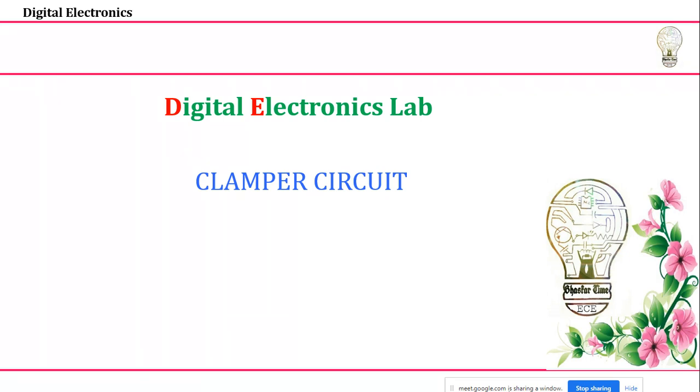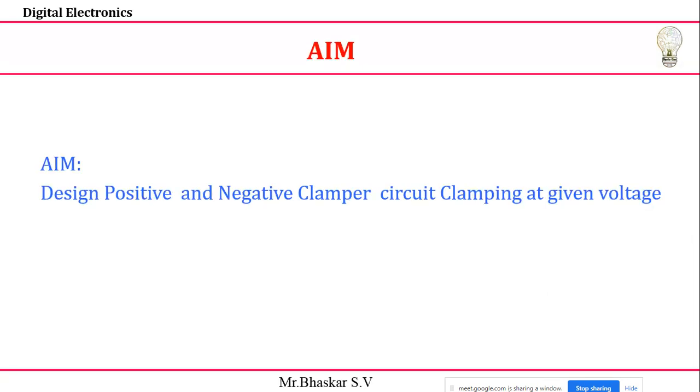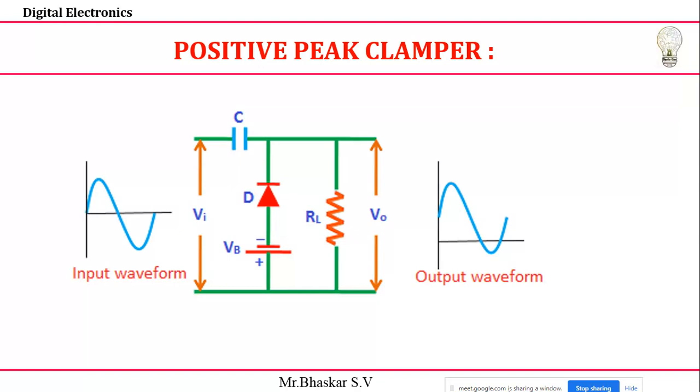The aim of our experiment on the clamper circuit is to design a positive and negative clamper circuit clamping at a given voltage. First we need to know the circuit, how to draw the positive peak clamper circuit.